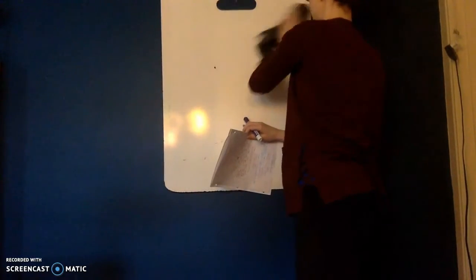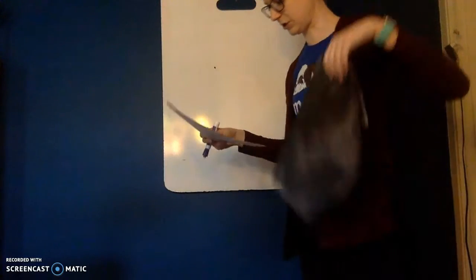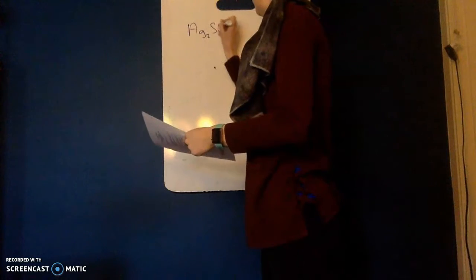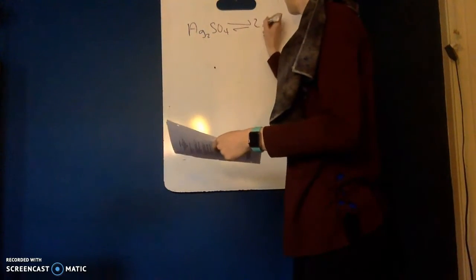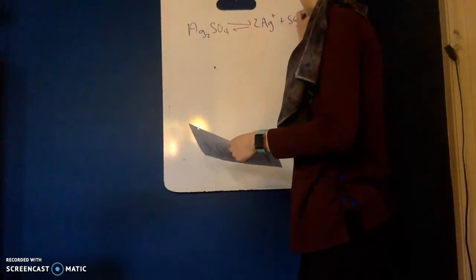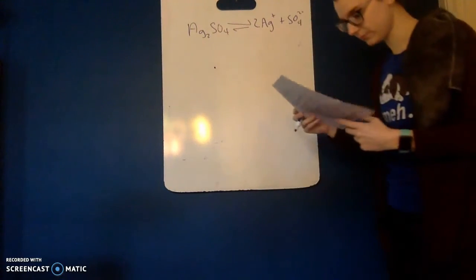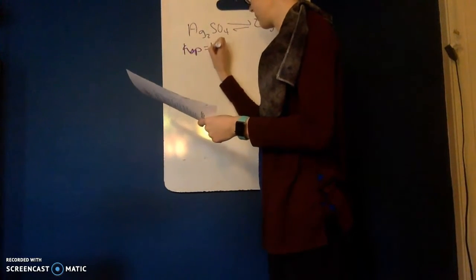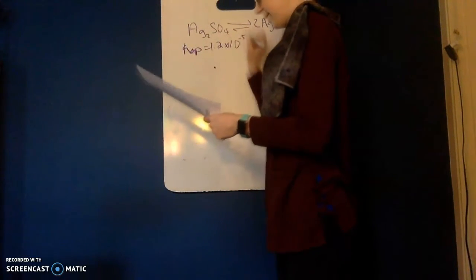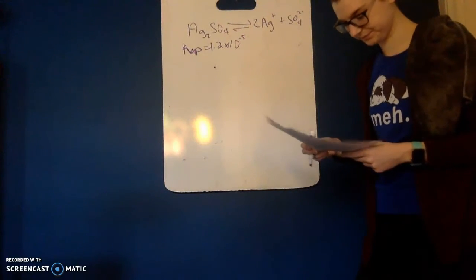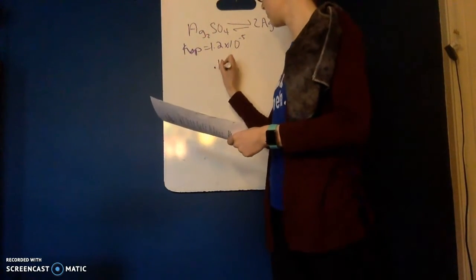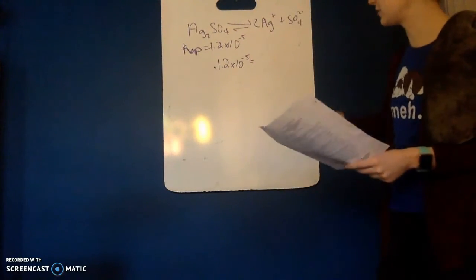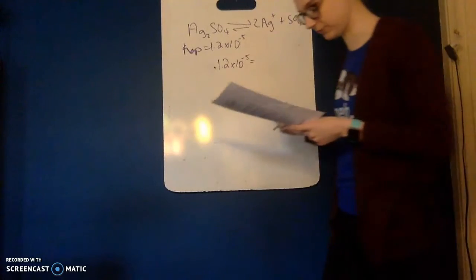So first I'm going to write out the equation just so I know what's happening. So you have Ag2SO4 dissociating into 2Ag+ plus SO4 2-. Our Ksp is equal to 1.2 times 10 to the negative 5 at 25 degrees Celsius. We know that the Ksp, 1.2 times 10 to the negative 5, is going to be equal to the concentration of Ag+ squared times the concentration of SO4 2-.